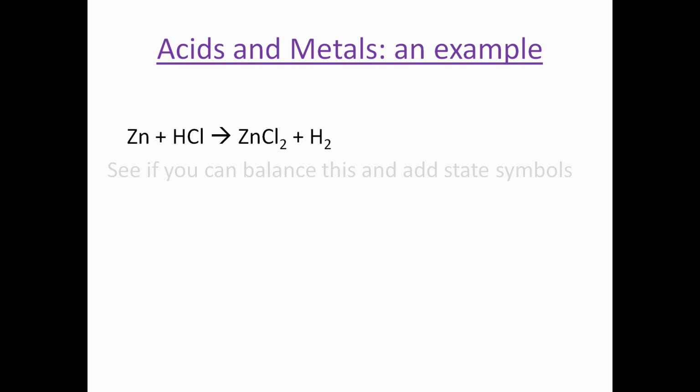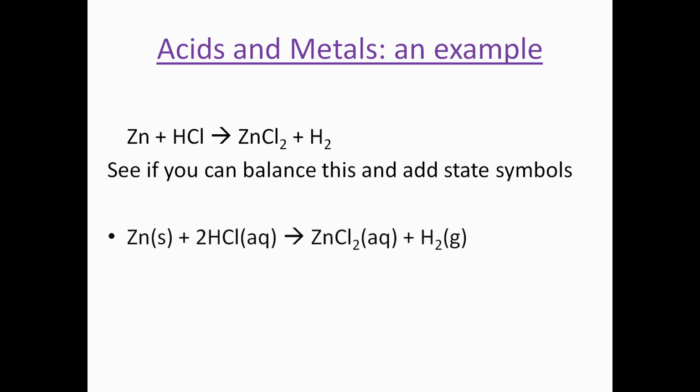Okay, so there's our equation. When we balance it and add the state symbols, what we get is Zn solid, zinc solid, it's obviously a solid, it's a metal, plus 2 HCl, and this is aqueous, so AQ for aqueous, it's dissolved in water, makes zinc chloride, which is also aqueous, plus hydrogen H2, which is a gas.